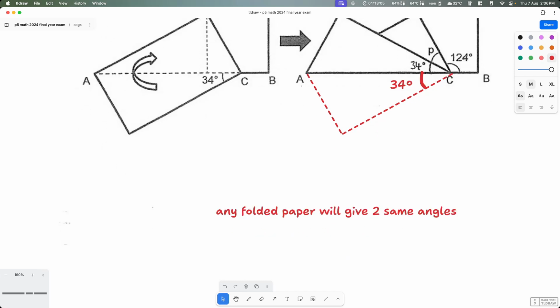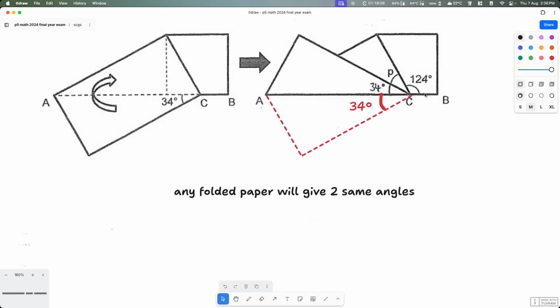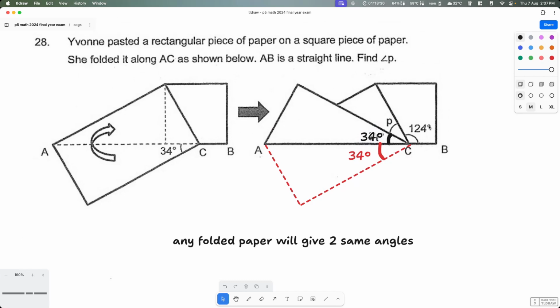So in this case, which is the 34 degrees, right? That means this over here, if you fold this up, I'm going to write down here also 34 degrees, like this. So this is 34 degrees. And we also know that this part is 124. This is from the paper itself.